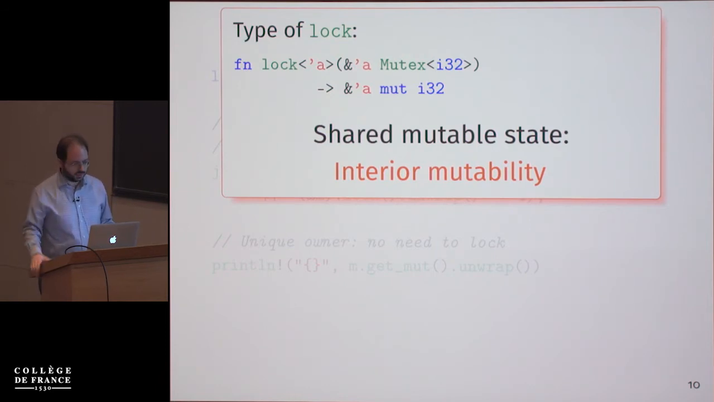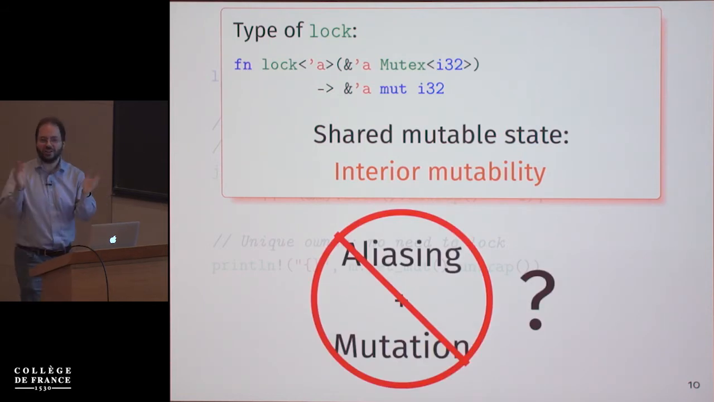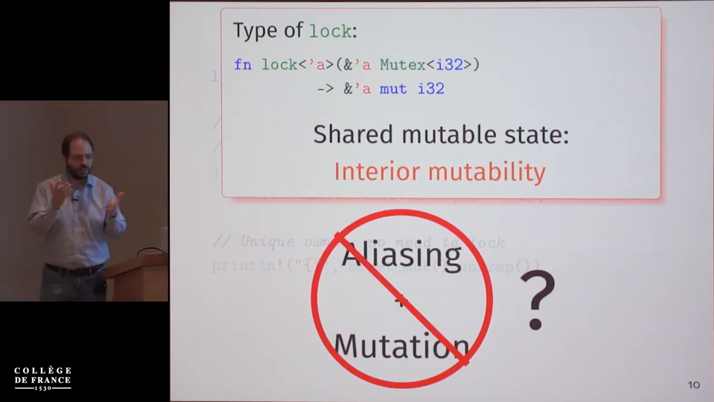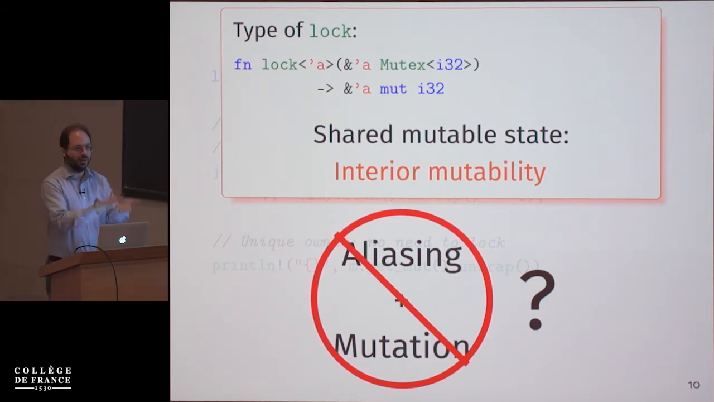And so, the natural question is, what's going on? Okay, I just told this story about how aliasing and mutation is a terrible thing, you shouldn't combine them, and yet that's exactly what's happening here, right? You have aliased references, and you're allowed to mutate through them. So what gives? Okay.